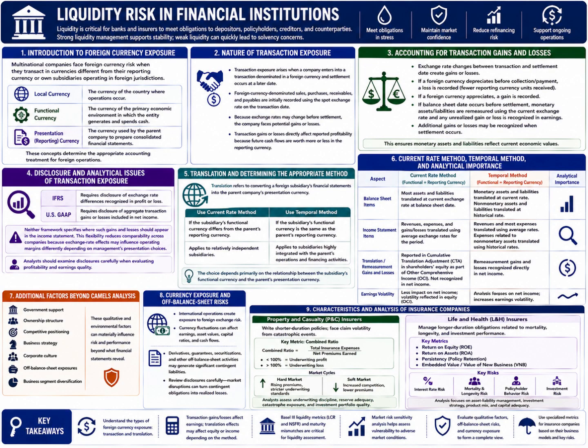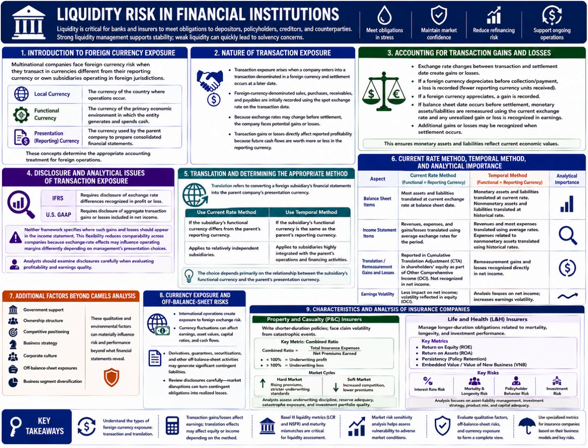In addition, many institutions engage in derivative transactions, guarantees, securitizations, and other off-balance sheet activities that may generate significant contingent liabilities. Analysts must carefully review disclosures to identify risks that are not immediately apparent from the balance sheet. Understanding these exposures is essential because market disruptions can quickly transform contingent obligations into realized losses. Comprehensive analysis therefore extends beyond reported financial statements to include supplementary disclosures and risk management practices.